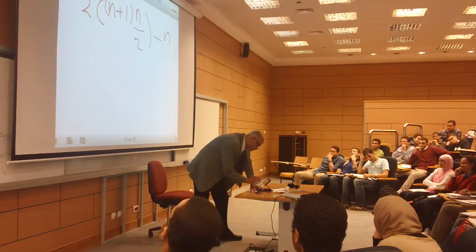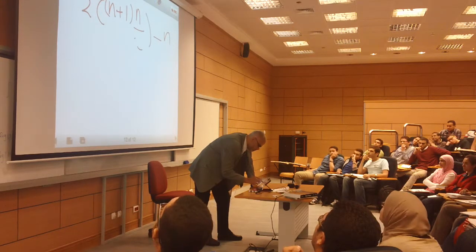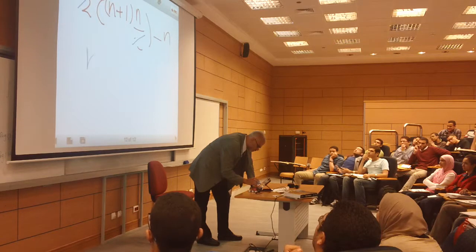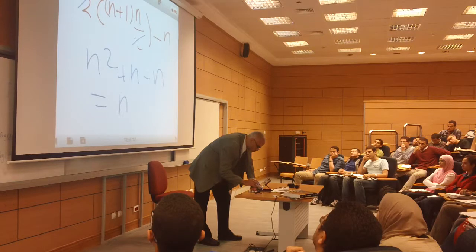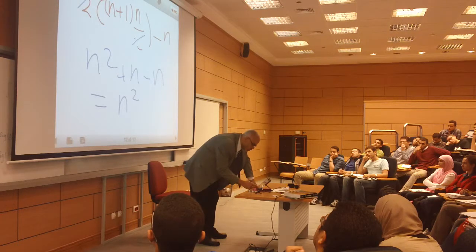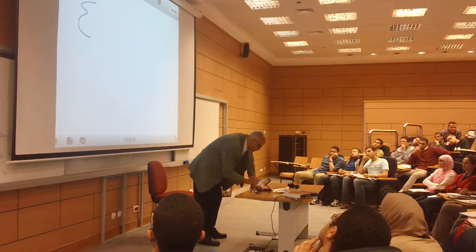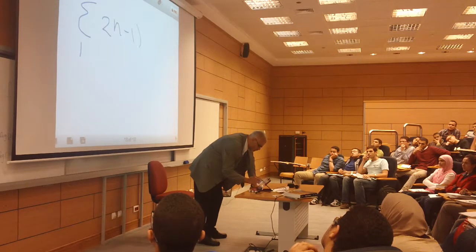So multiply this out. So 2 goes with the 2. So this is n squared plus n minus n, which is equal to n squared. Okay? So if we go back to the original one, sigma from n equals 1 to 5 of 2n minus 1 is equal to 25, which is n squared.